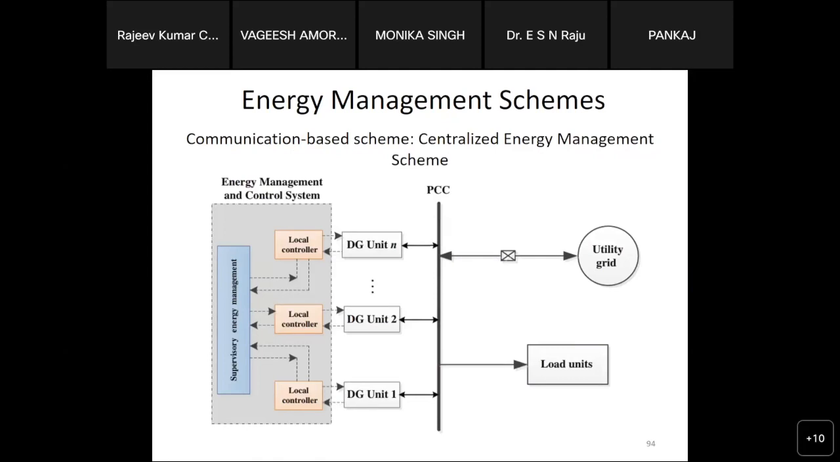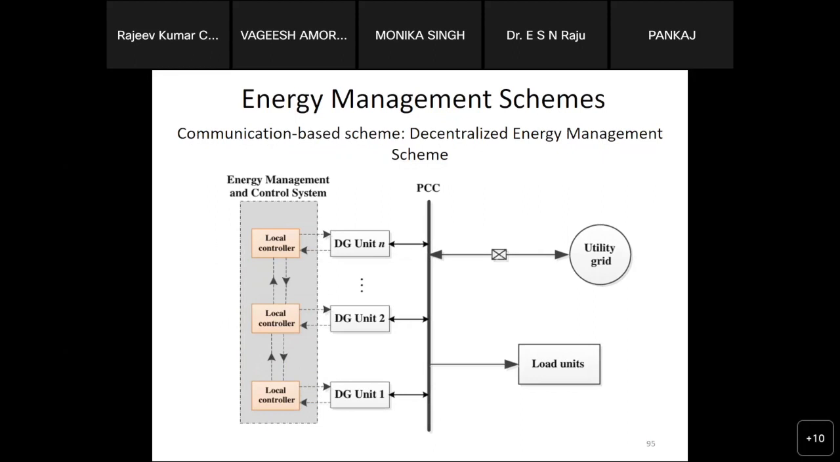So likewise we will have all the variables, and from that we will communicate with the supervisory energy management, and that will communicate with the local controller and provide the reference values for the local controller, that is, the reference values for the inner controller of the DC unit. So likewise, we can have the coordinated operation of the energy management. So this is the centralized one.